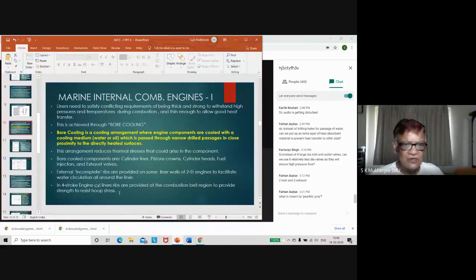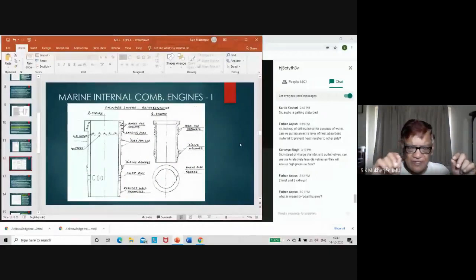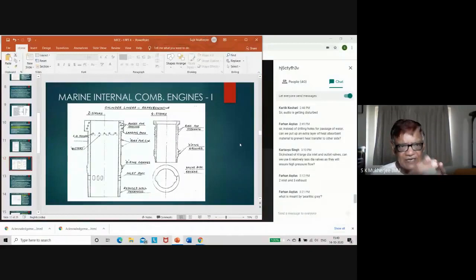Okay, next diagram is what I have made for your examination answering process. So this diagram is what you need to practice and be able to draw and explain. So this is a diagram which can be drawn by all of you. I don't expect you to draw the complicated diagram that I've shown you much earlier. So practice this diagram, and on the left what you see is a two-stroke cylinder liner. On the right side is a four-stroke cylinder liner, and these two diagrams are representative. They are not drawn to scale, but as close as possible to scale.